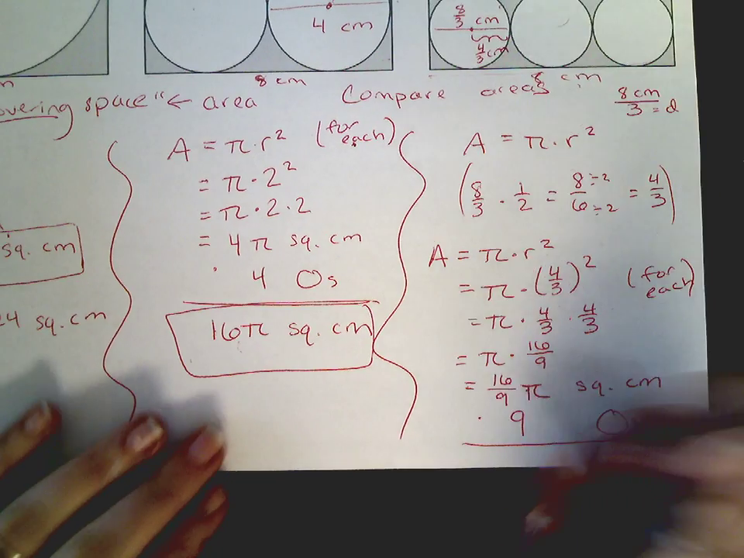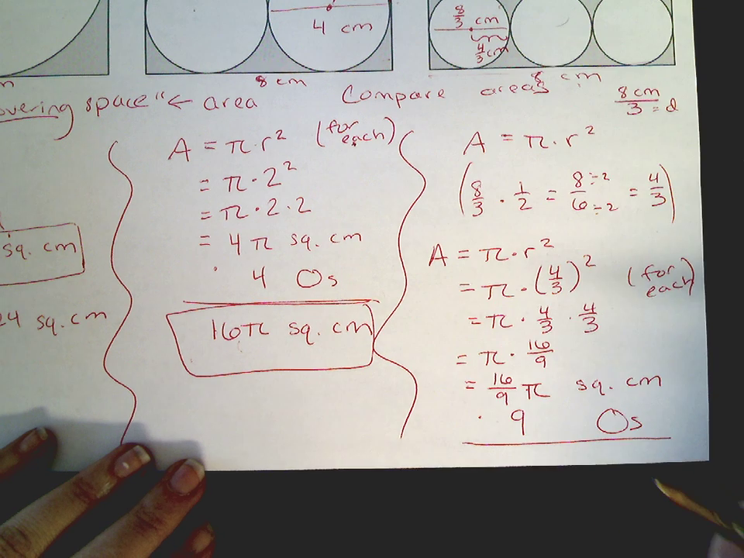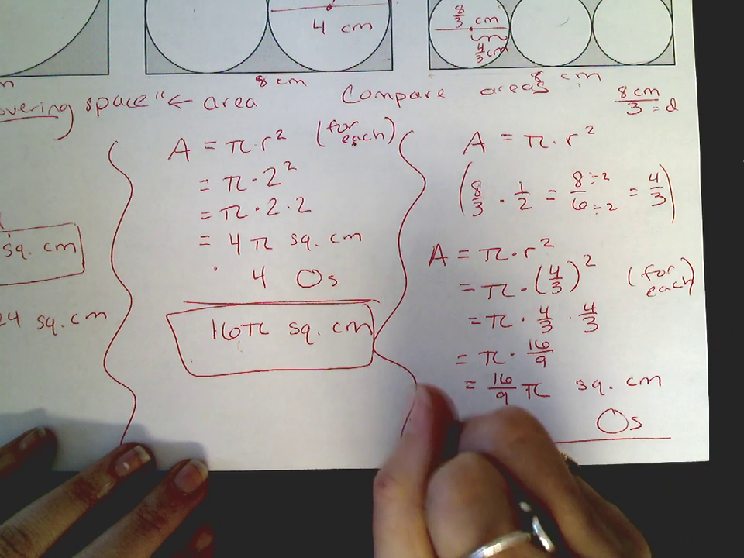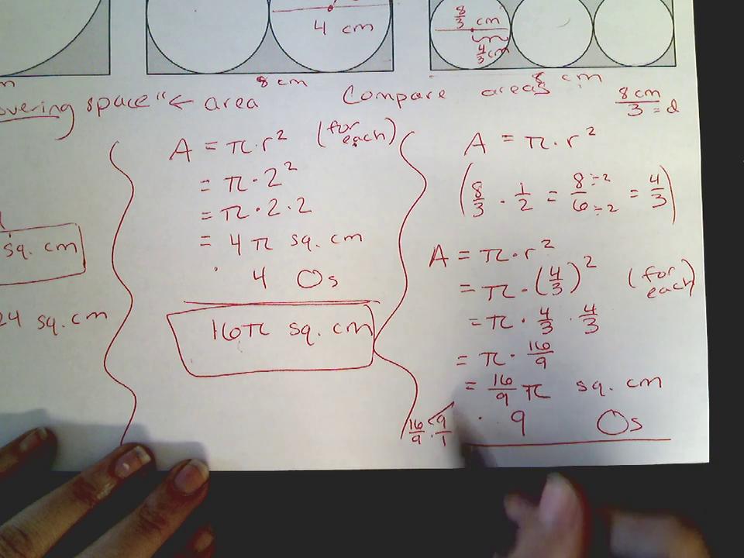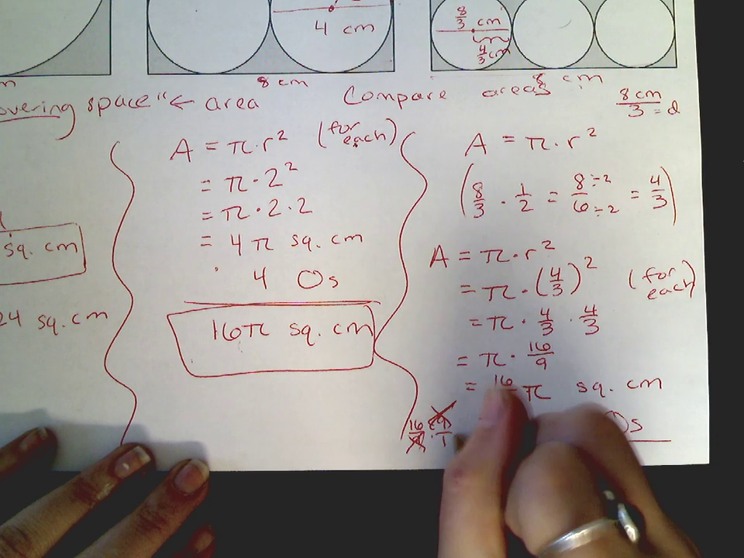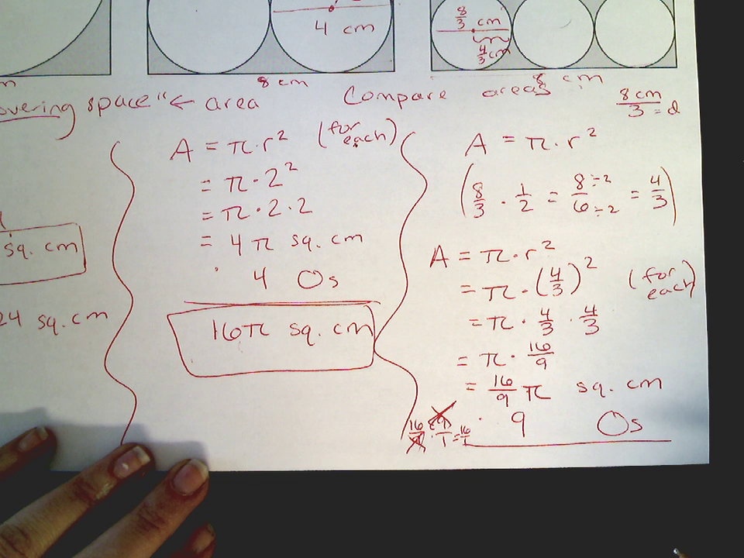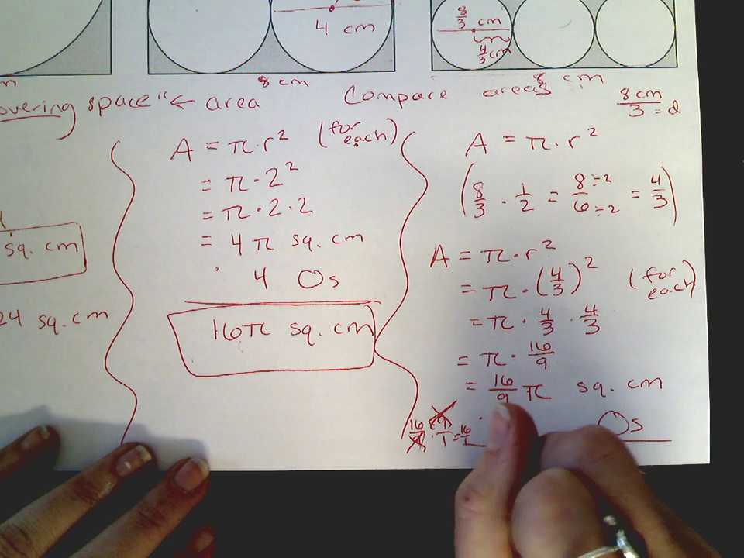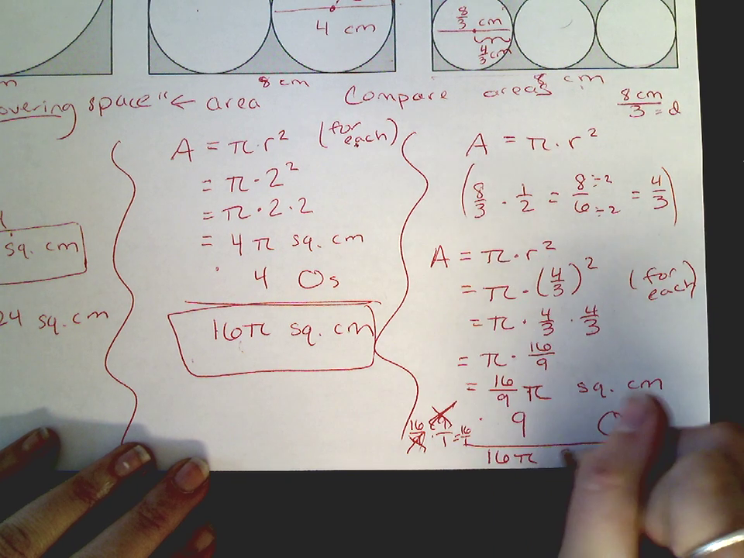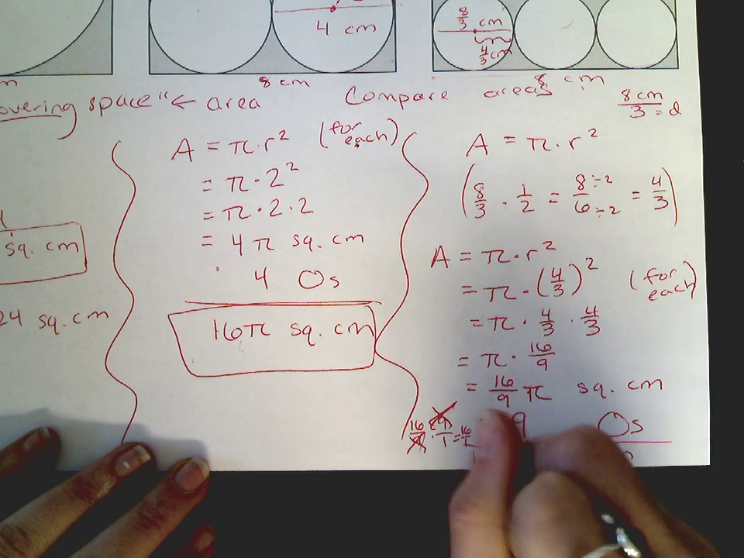Well, if you have 16/9 times 9, that's going to be the same as just 16. Because if you do a 9th 9 times, you now get a whole. So 16/9 9 times is going to give you 16 wholes. So we have 16 pi square centimeters once again.